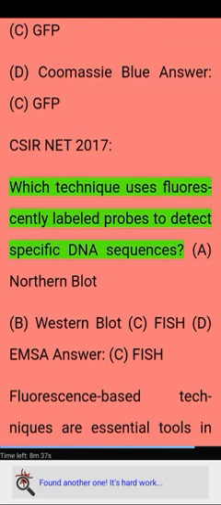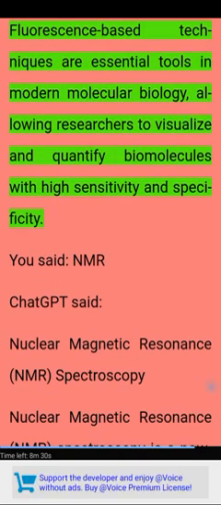CSIR NET 2017. Which technique uses fluorescently labeled probes to detect specific DNA sequences? A. Northern blot. B. Western blot. C. FISH. D. EMSA. Answer: C. FISH. Fluorescence-based techniques are essential tools in modern molecular biology, allowing researchers to visualize and quantify biomolecules with high sensitivity and specificity.